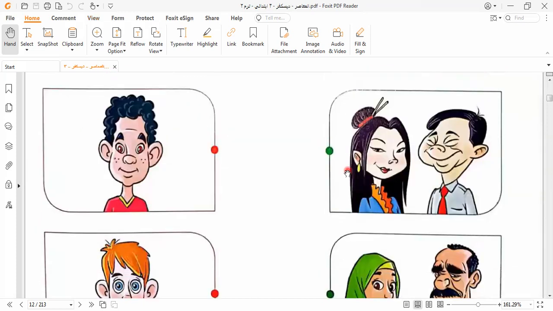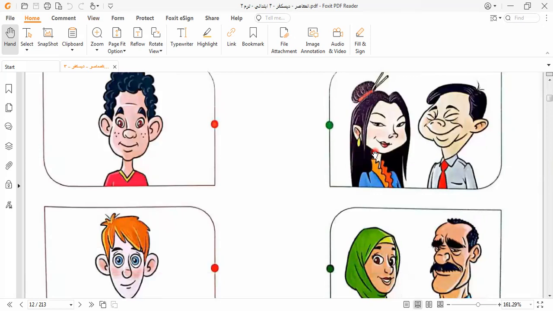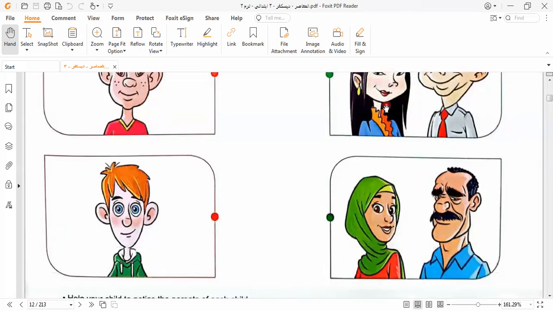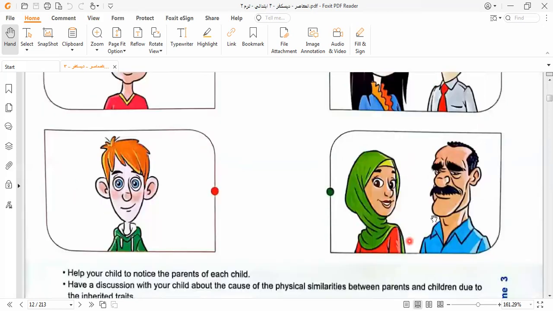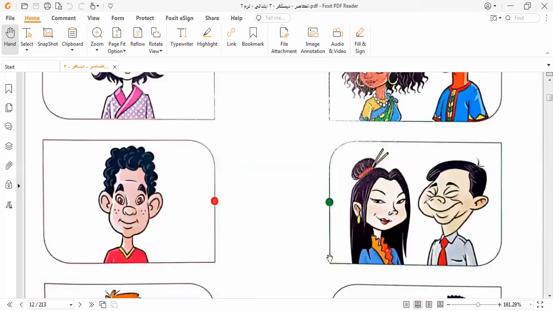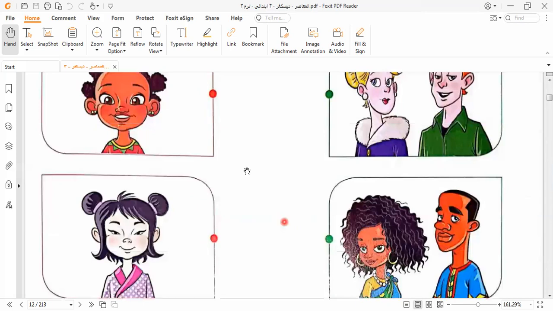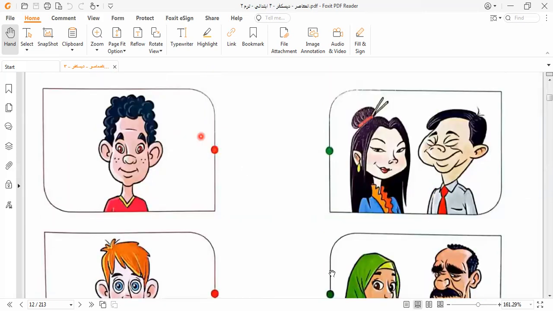Another one. These are two Chinese parents. So which one is suitable for these parents? This one with this one. The last one. These two parents with which one? With this one. This one with this one.